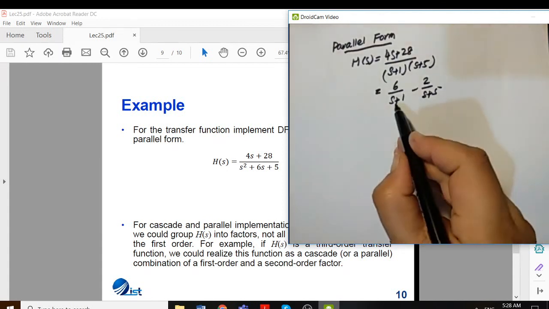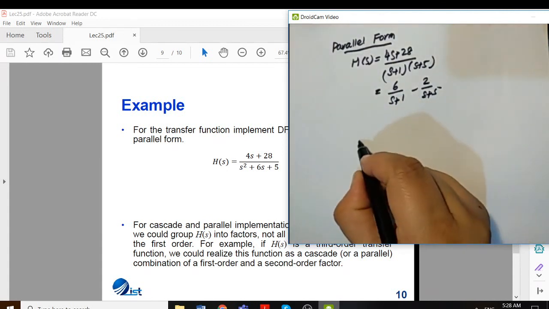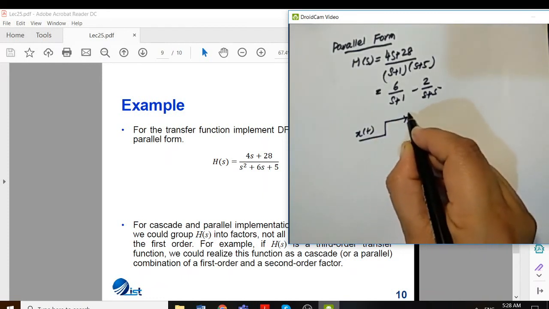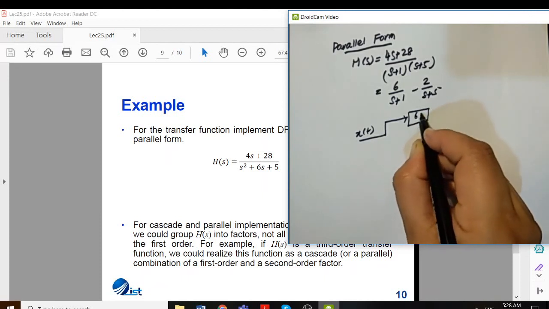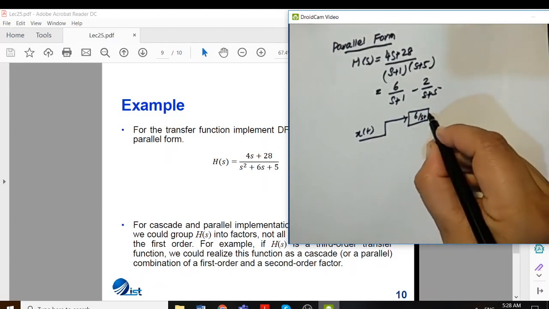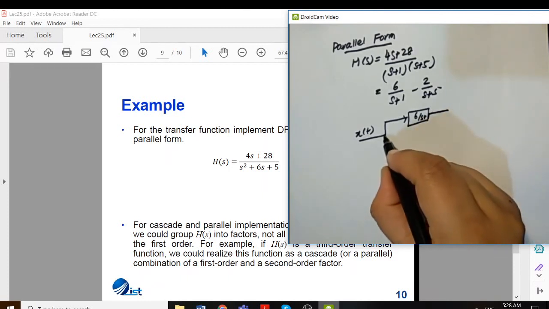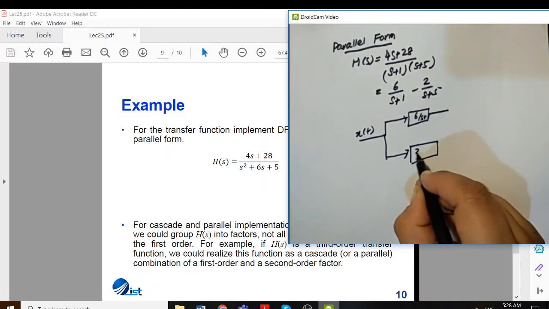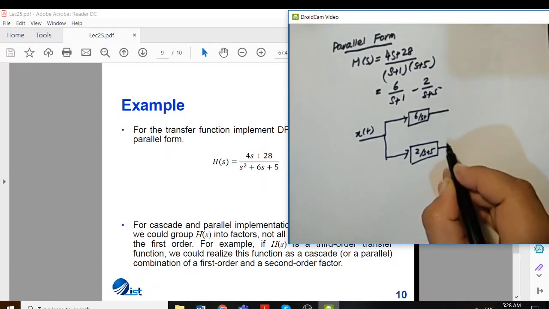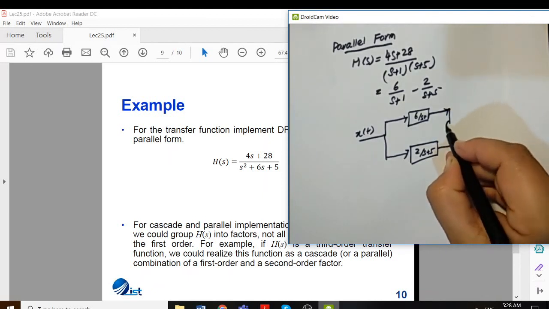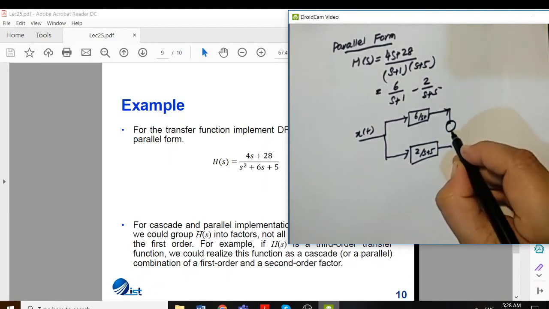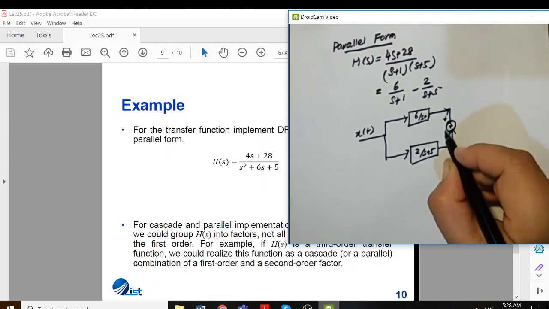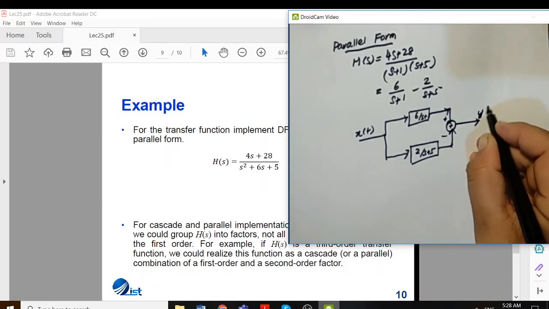Now this is the first system and this is the second system. So we have our input x of t. The first system H1 of s is 2 by s plus 1, and the second system is, I'll make a slightly larger one, 2 by s plus 5. So this is the second system, and you can say that this is a summer, this comes with positive, this comes with negative, and this is our output y of t.